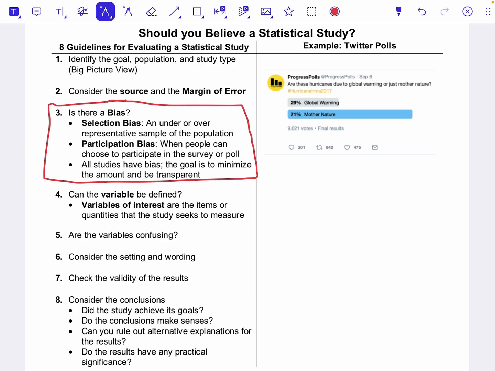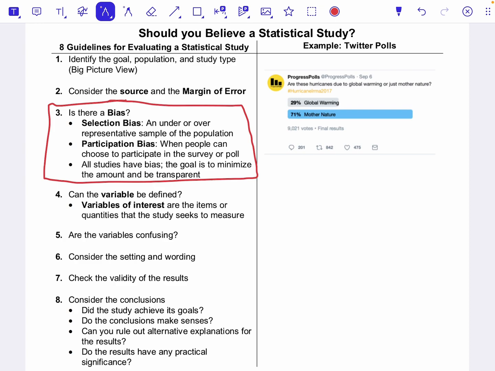Maybe you're trying to make some conclusions about Chandler Gilbert college students, but you only end up selecting people in your survey who are all 18-year-old college students. That wouldn't be a very good selection of the general population of the student body at Chandler Gilbert. Another one is a participation bias.